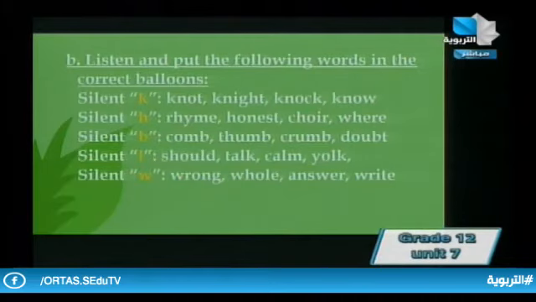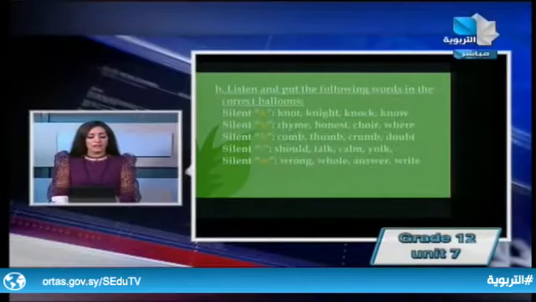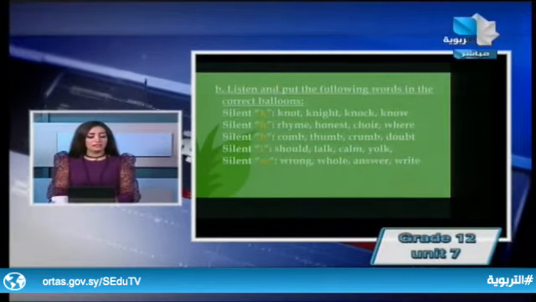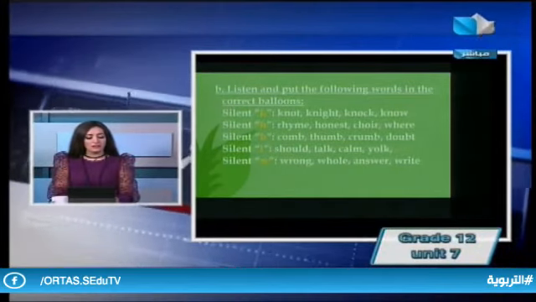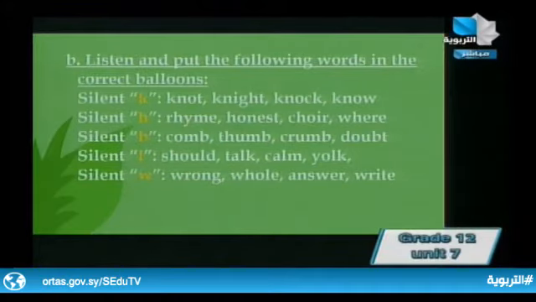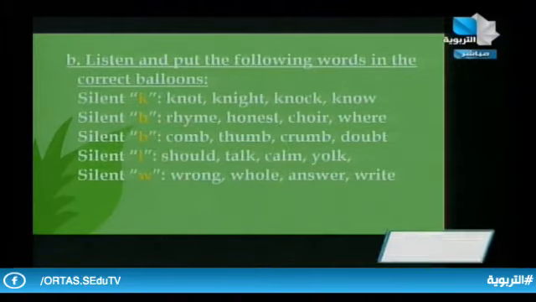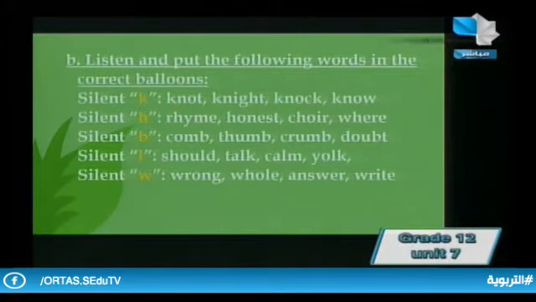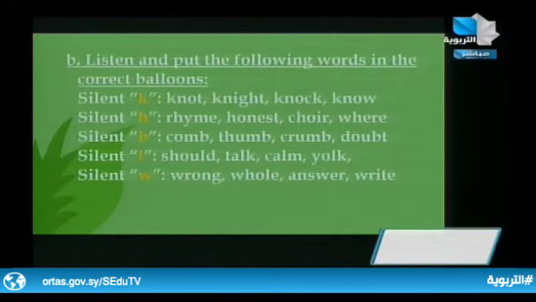Okay. Listen and put the following words in the correct balloons. Now, silent K: knot, night, knock, and no. Silent H: rhyme, honest, choir, where. Silent B: comb, thumb, crumb, doubt. Silent L: should, talk, calm, yoke. Silent W: wrong, whole, answer, and right.